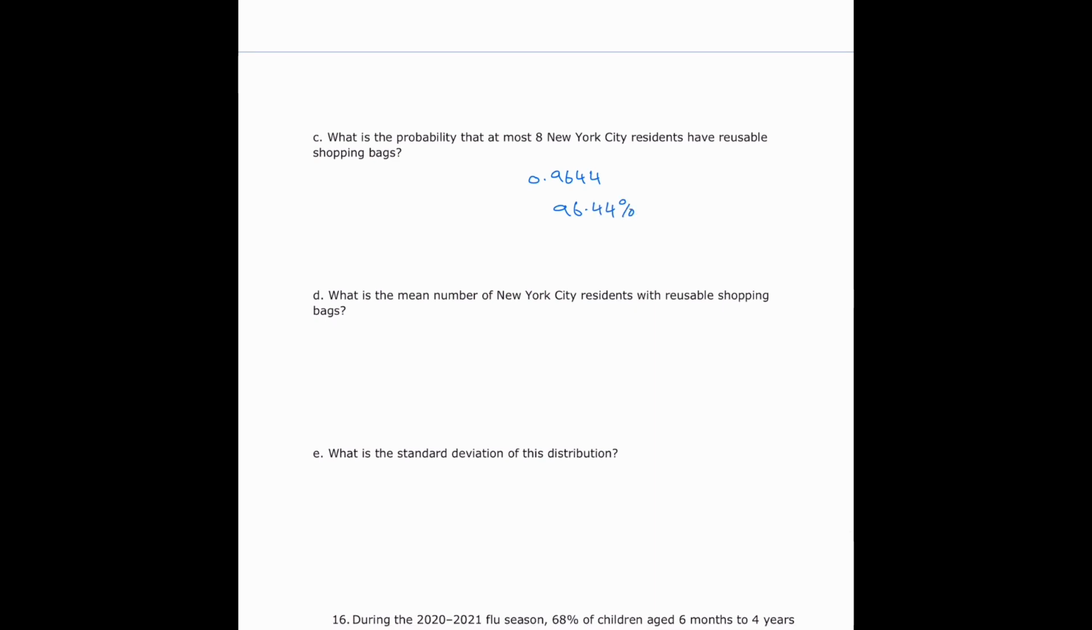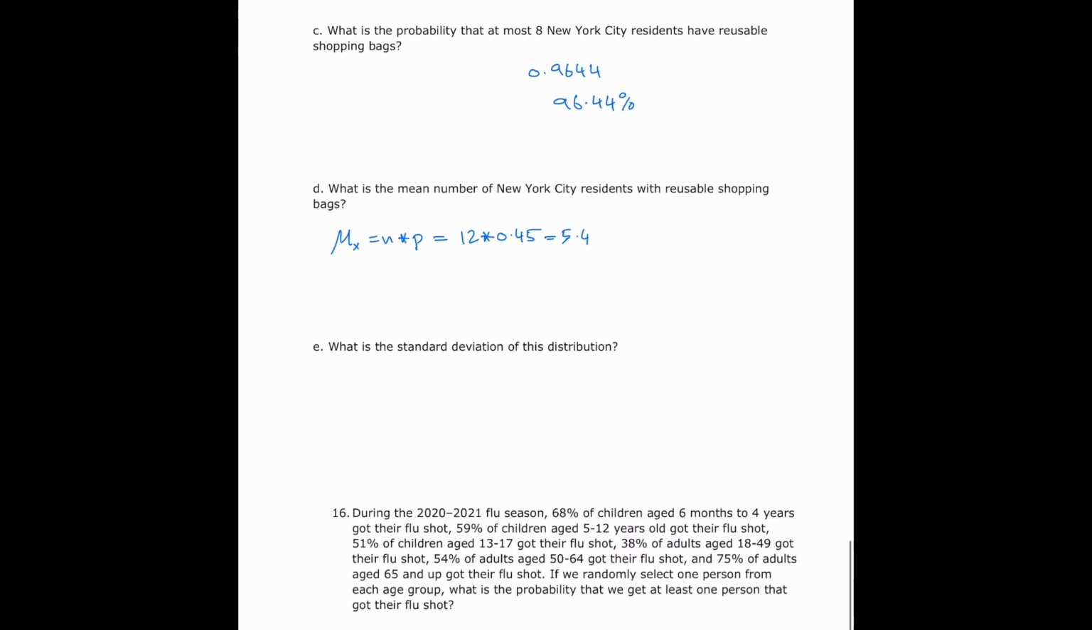What is the mean number of New York City residents with reusable shopping bags? The mean for the binomial distribution X, so sometimes you see me say BI here to remind myself, is equal to N times P, which is 12 times 0.45, and that is going to give me 5.4 residents.